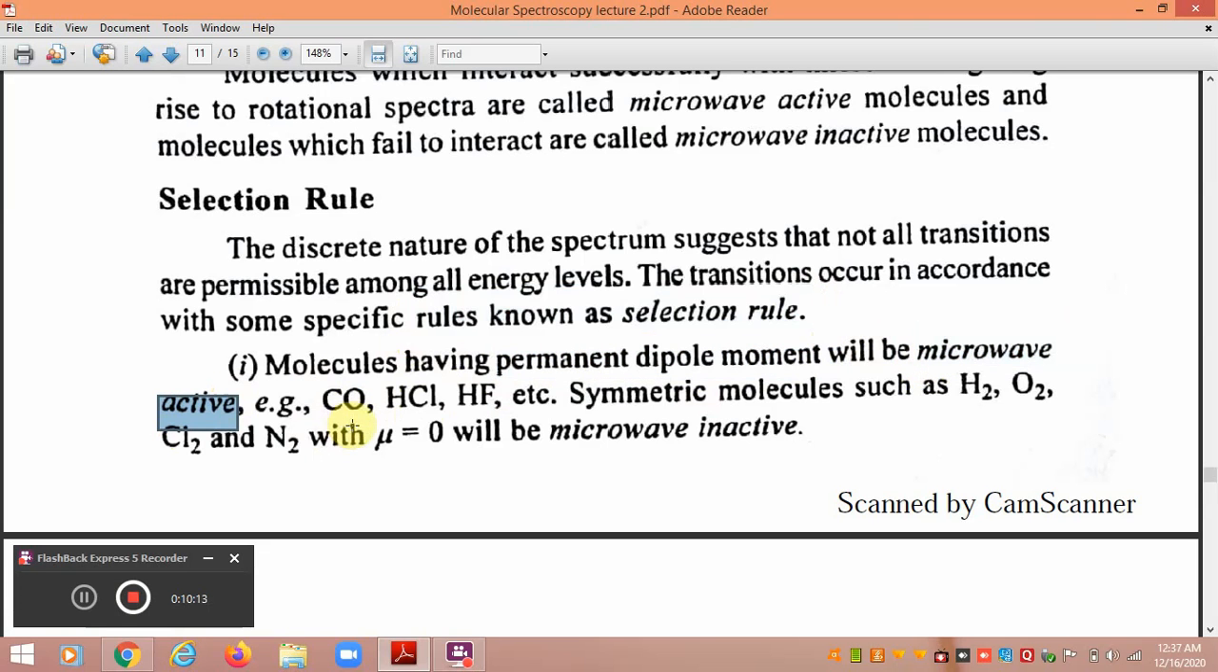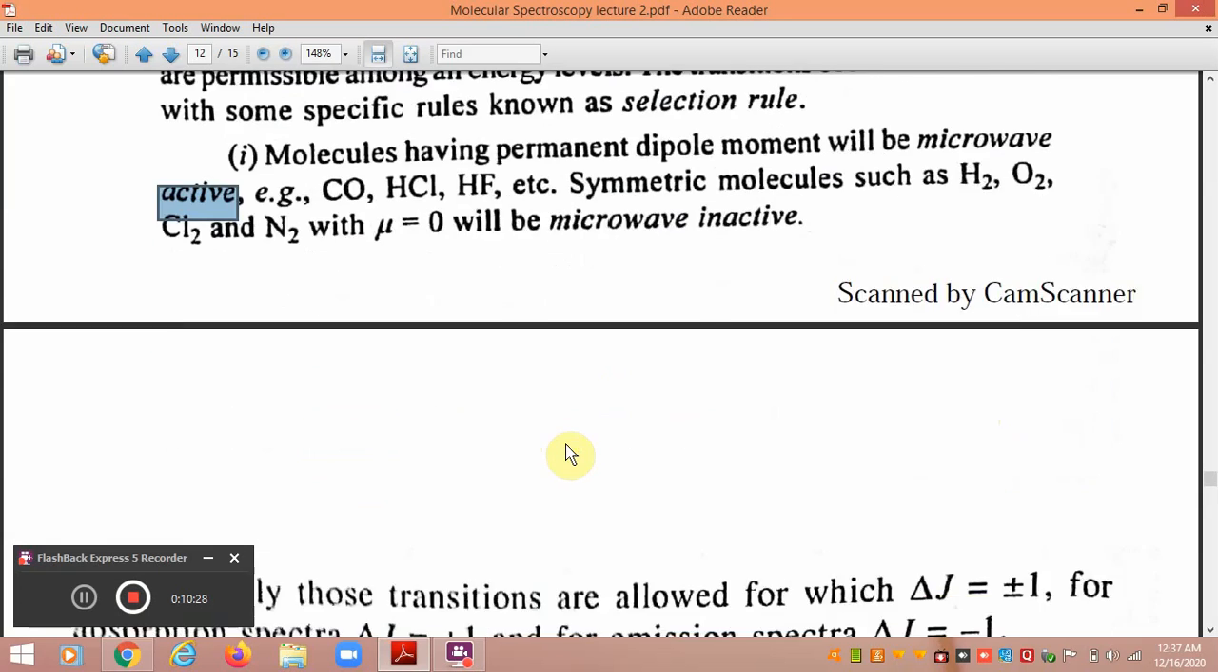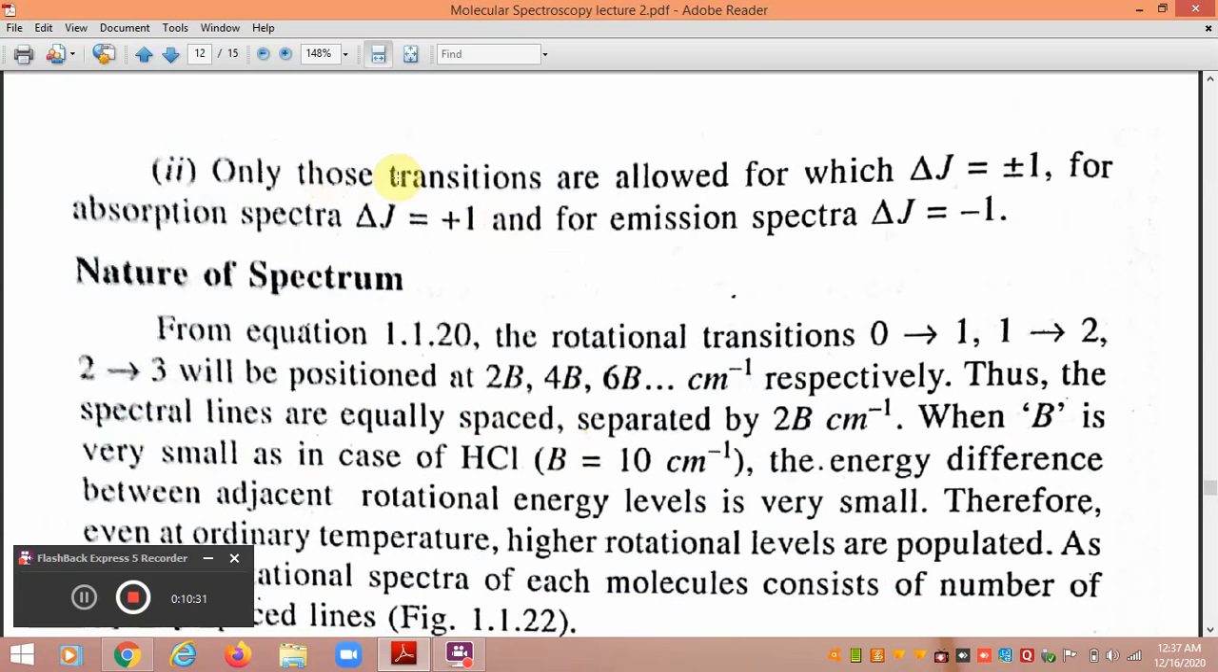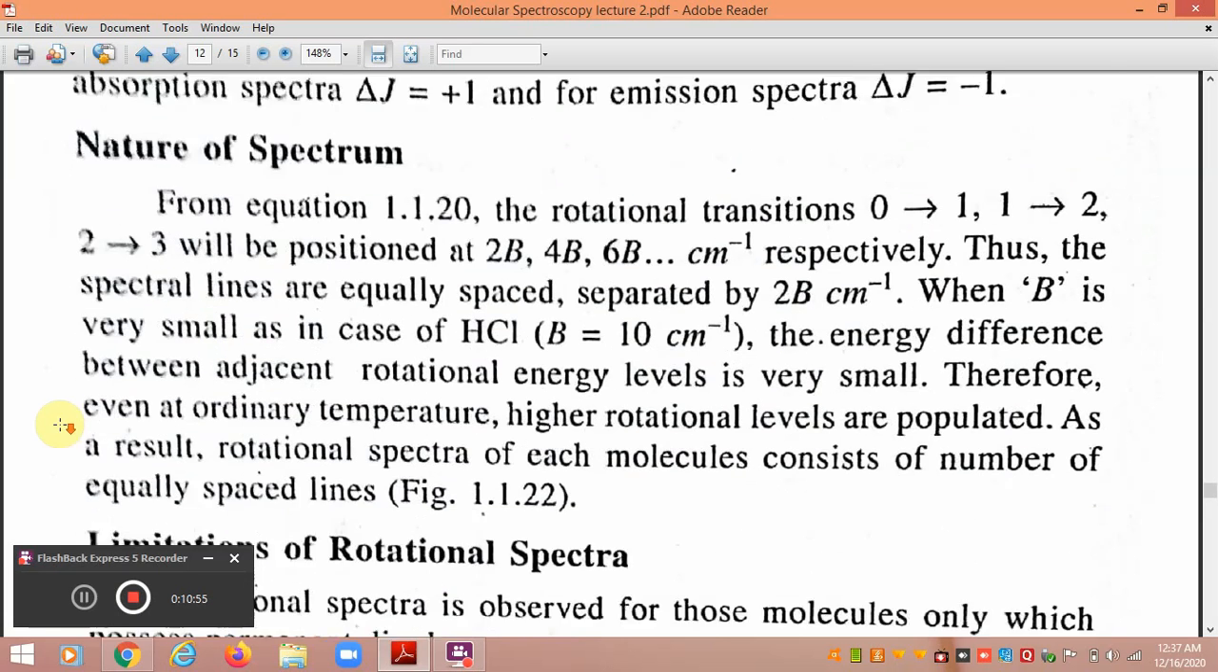That's why molecules like carbon monoxide and HCl are microwave active, and symmetric molecules such as hydrogen, oxygen, chlorine and nitrogen do not have a dipole moment, meaning their dipole moment is zero, and that's why they are called microwave inactive. The second condition is that only those transitions are allowed for which delta J is equal to plus or minus 1. For absorption spectra, delta J is plus 1, and for emission spectra, delta J is minus 1. This is the condition for rotational transitions in a rotating molecule.